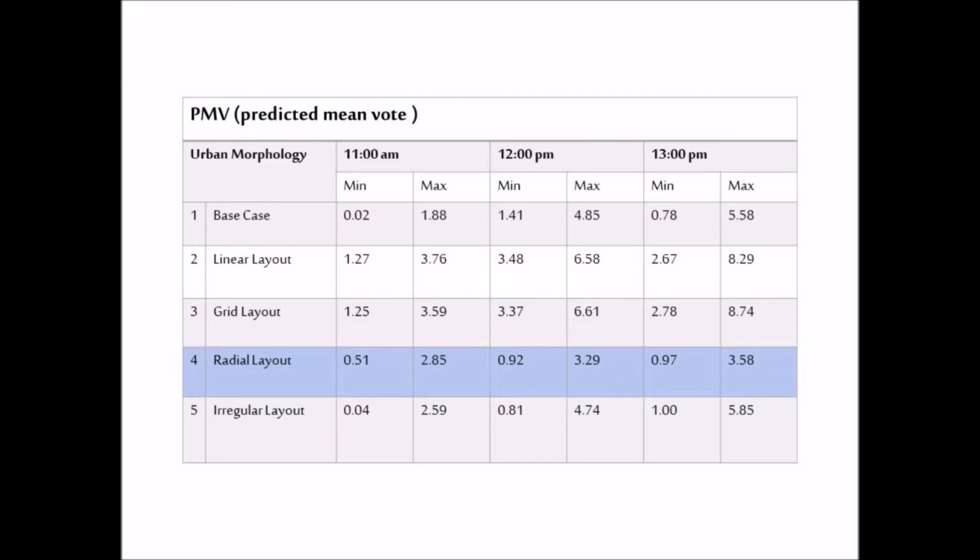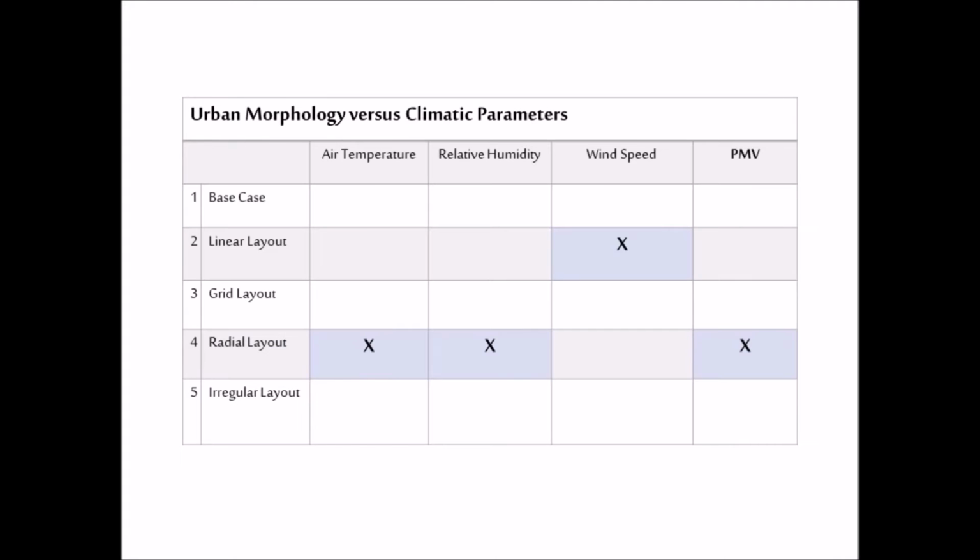The PMV schedule shows that the radial layout obtained the best results to achieve urban thermal comfort, compared to other urban layouts. After examining all the urban layouts and morphology in correspondence to each climatic parameter, this schedule shows that the radial layout has obtained the thermal comfort in both air temperature and relative humidity, and thus having the best PMV results.